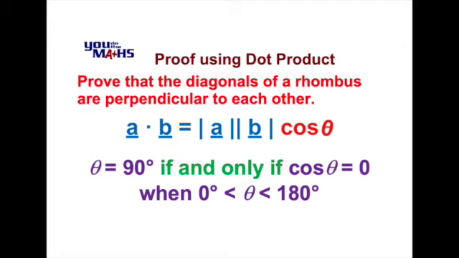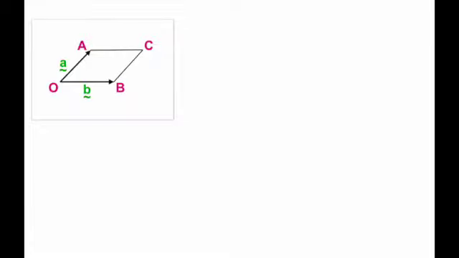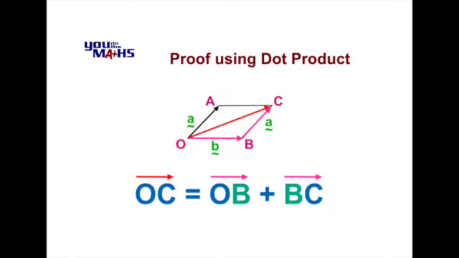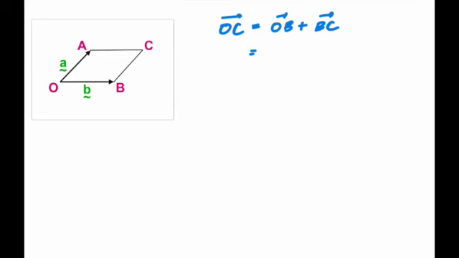So to commence our proof, what we'll do is we'll label two sides with vectors a and b. That's OA and OB respectively. Now if we want to prove that the diagonals are perpendicular, what we need to do is look at establishing the diagonals OC and AB in terms of their vector equations. So OC is equal to OB plus BC, and in terms of our original vectors A and B, OB is the vector B, and BC is parallel to the vector A because it is a rhombus. So we can write BC as the vector A.